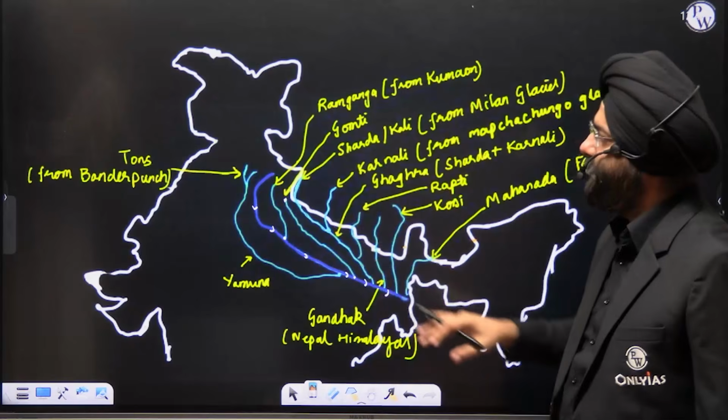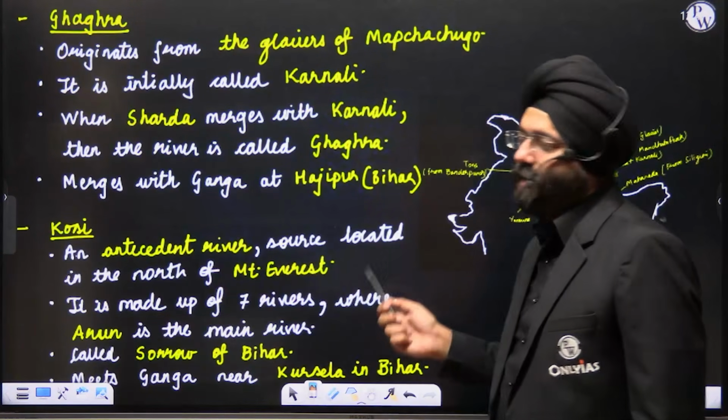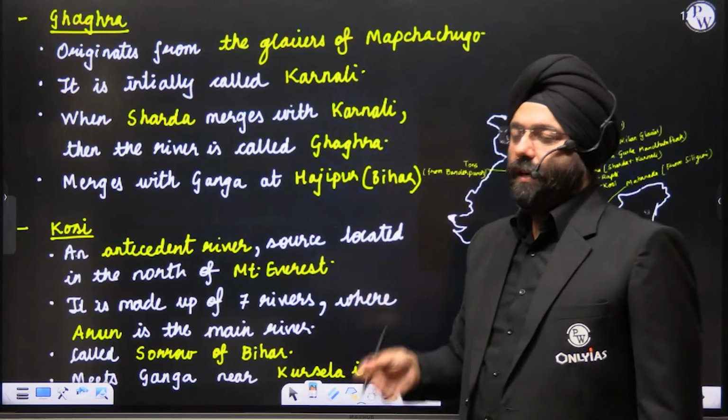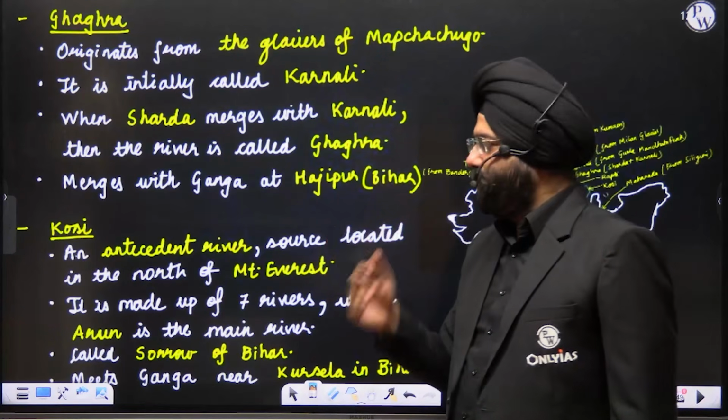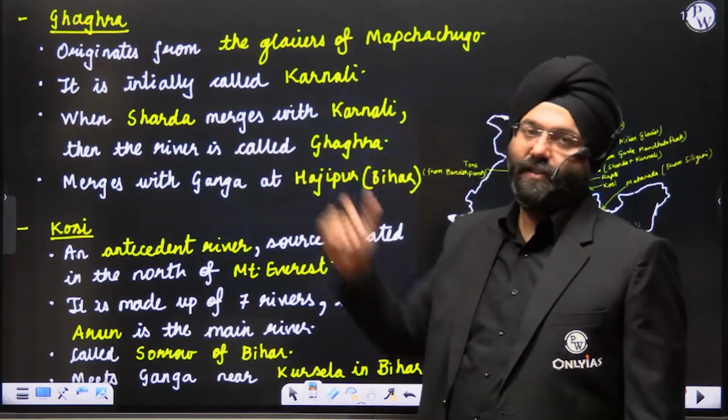So let's come back and see the description also. Kosi is an antecedent river. What does it mean, antecedent? That means before the uplift also this was present. So it has basically cut down through the mountain ranges and made its path.